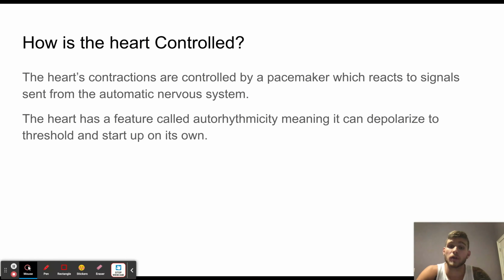It has a feature called autorhythmicity, meaning it can depolarize all the way to its starting point and fire all the way up to the highest point all by itself. It doesn't have to be controlled by signals getting sent from your brain to do all that stuff, which is pretty cool. It gets to do its own thing. It can also be regulated by hormones. Can change the speed of your heart.